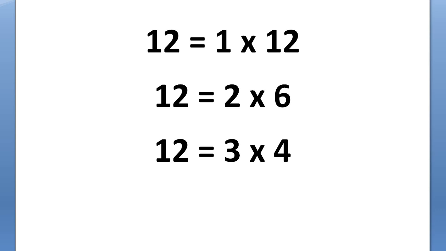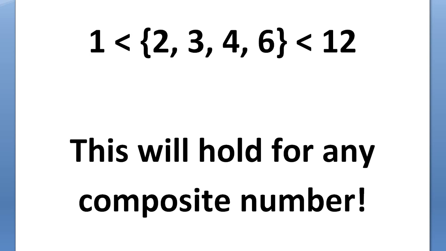12 equals 1 times 12, 12 equals 2 times 6, 12 equals 3 times 4. So 1 is strictly less than this set of numbers here in the curly brackets, 2, 3, 4 and 6, which is strictly less than 12. Each of those are strictly less than 12. This will hold for any composite number.